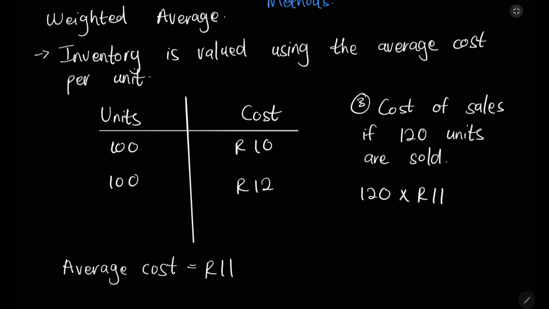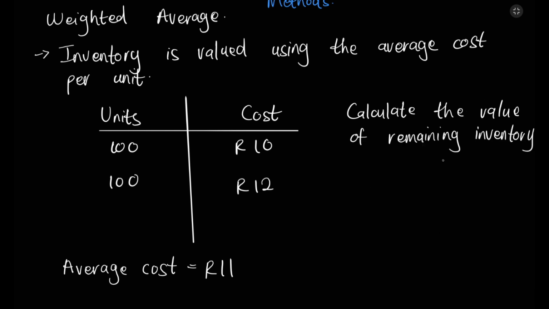Remember, in the specific identification method, or was it the FIFO, we took the first 100, multiplied, and we took the other 20 units, then multiplied with the 12. But in this case, we're doing the weighted average. You don't do so for every single unit. Instead, we're trying to find the average. So this is 120 times the average cost, which is 1,320 as the cost of sales.